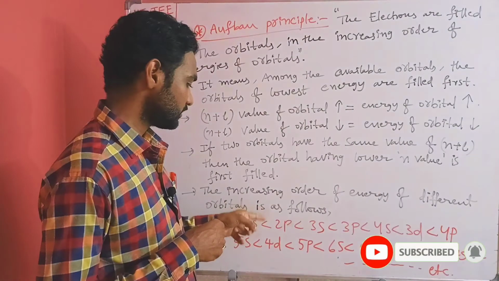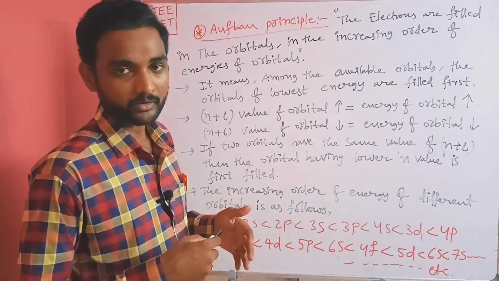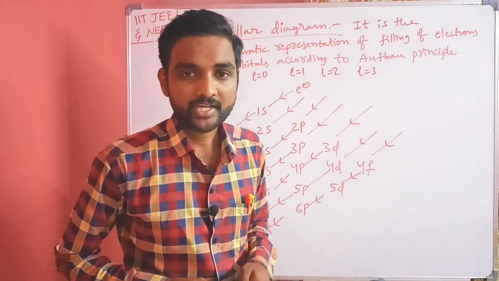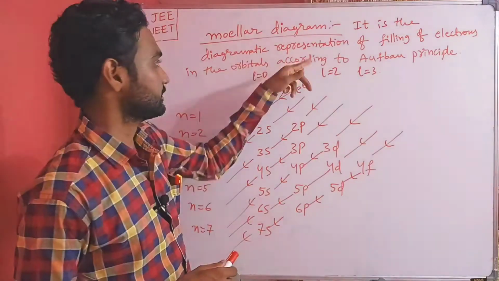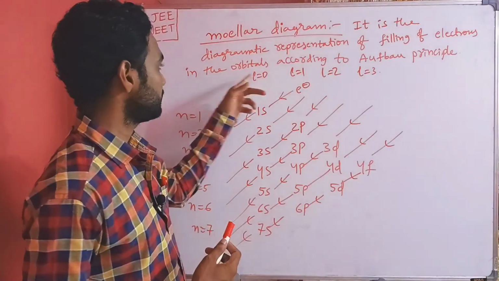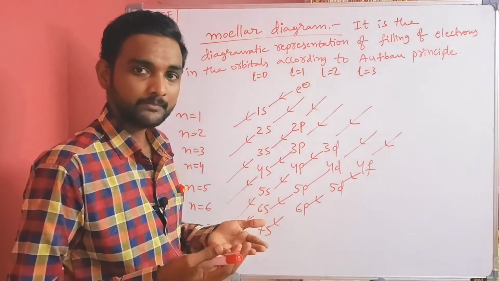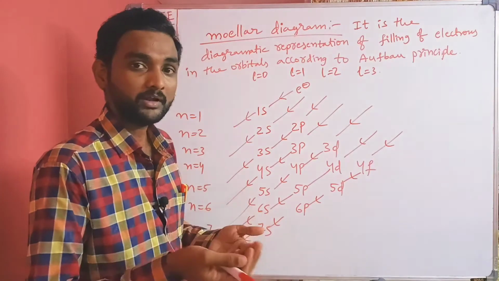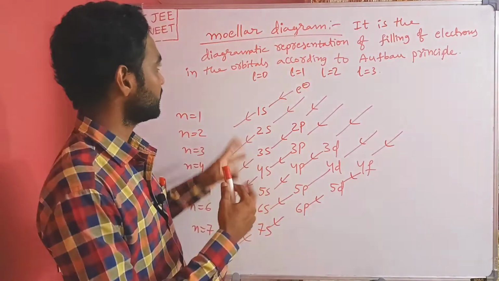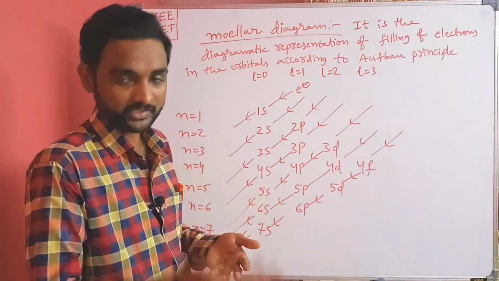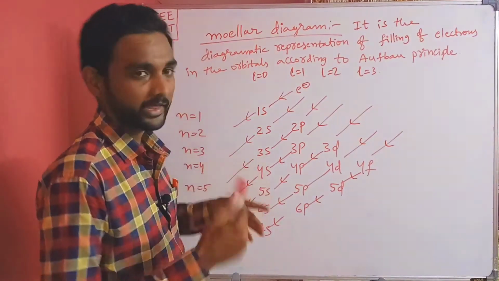Now this order we can understand by using a special diagram called the Moeller diagram. Let me explain about the Moeller diagram. It is simply the diagrammatic representation of the filling of electrons in the orbitals according to the Aufbau principle. By using this diagram we can understand clearly in which orbital electrons fill first and in which orbital electrons fill last. The Moeller diagram is arranged by the increasing order of n plus l value. This point you have to remember properly.